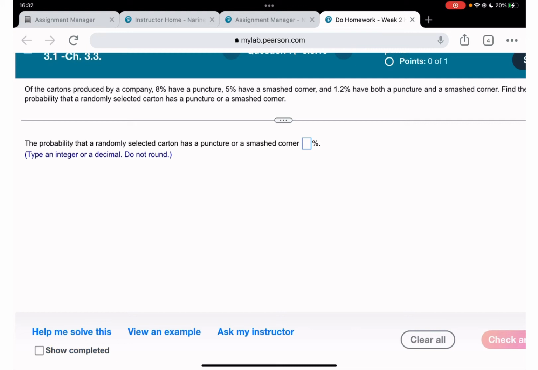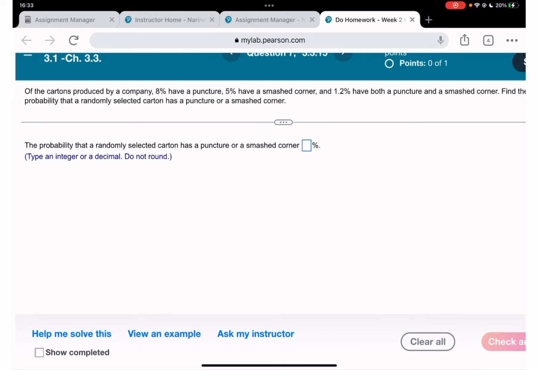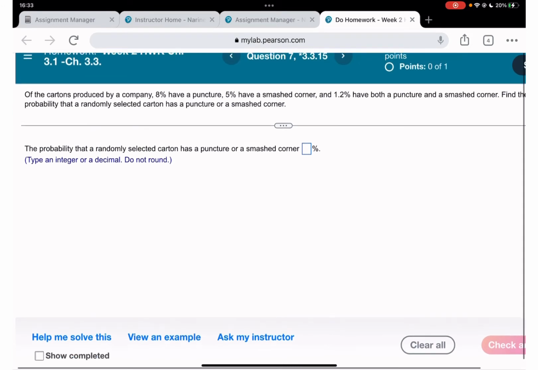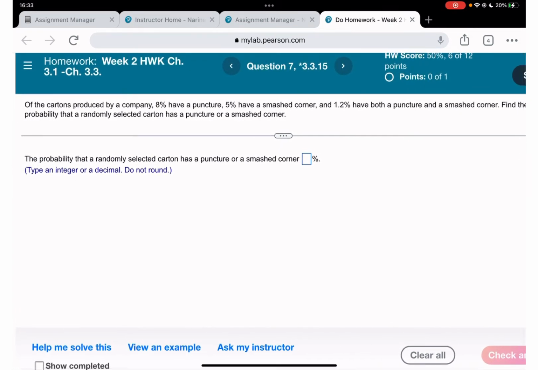Fantastic. Next one. So what do we have in this case? Of the cartons produced by a company, 8% have puncture, 5% have smashed corner, and 1.2% have both puncture and smashed corner. Find the probability randomly selected carton has puncture or smashed corner. All right.